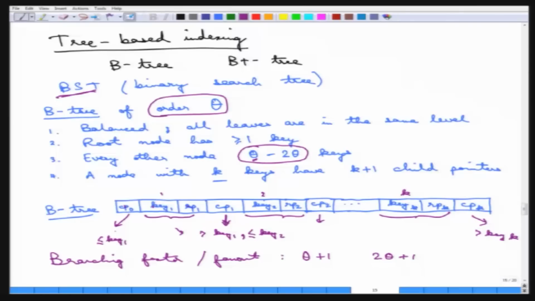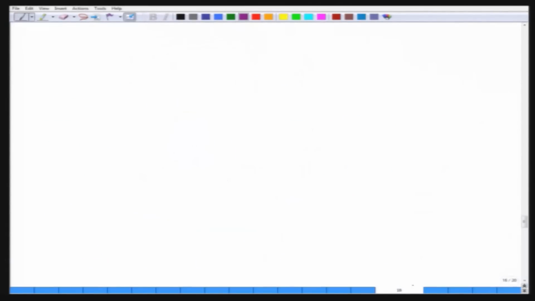So, in this case of k keys there are k plus 1 children. So, that is a B tree. Now, let us move on to what is a B plus tree. The B plus tree is a very similar structure, but there is one important difference with the B tree.